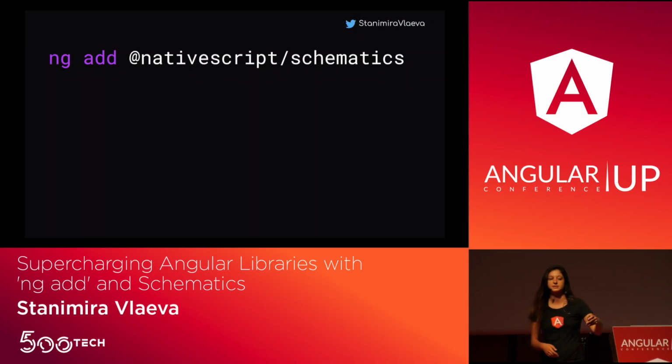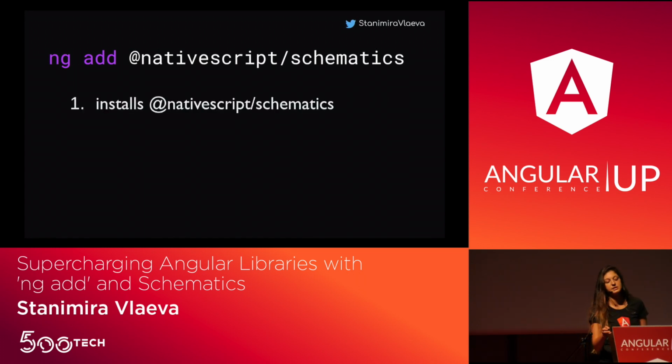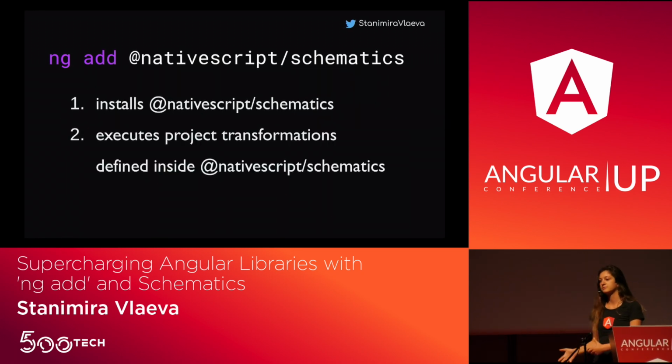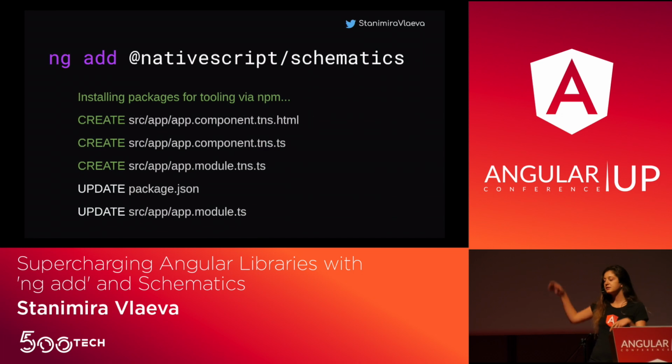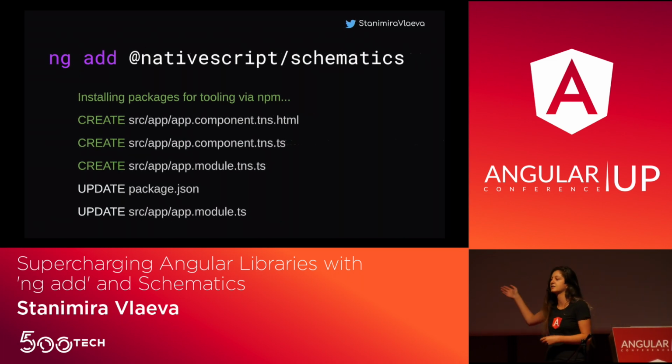What is the idea? You execute a single command, ng add NativeScript schematics, and what happens when you do that? First, NativeScript schematics gets installed. This is the package. And then some project transformations get executed as well. And these project transformations are actually defined inside the package. And this is essentially how it looks. So we run npm install, we create several files, then we update several files. And these are exactly the same steps that you had to do manually before that. But now they're just getting done for you.